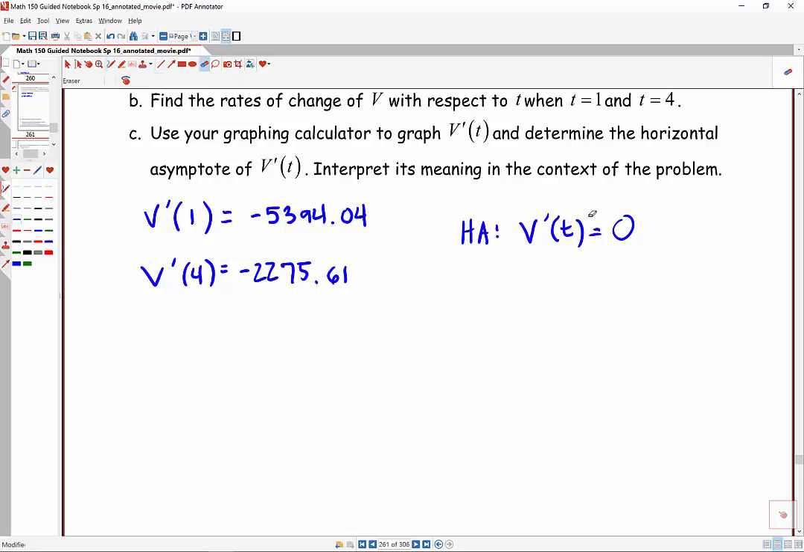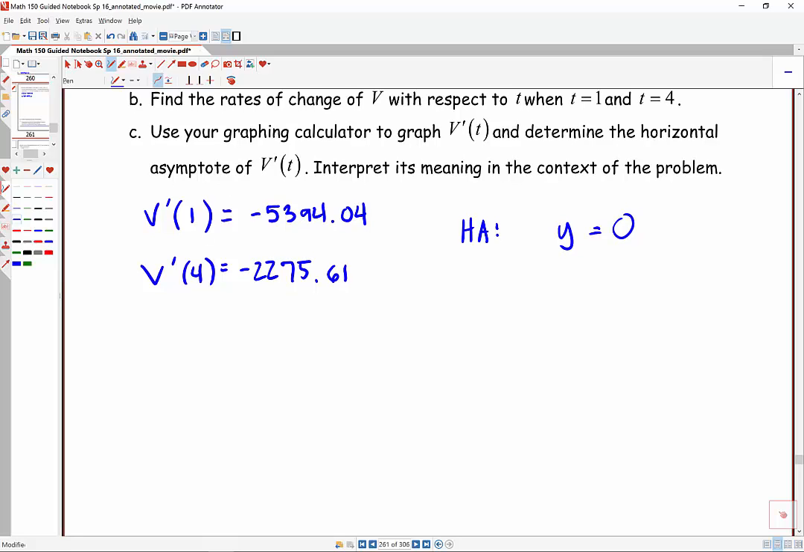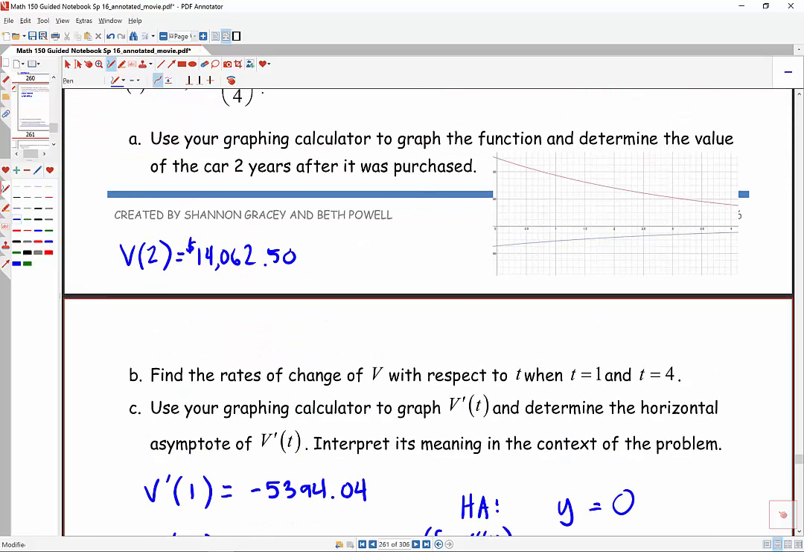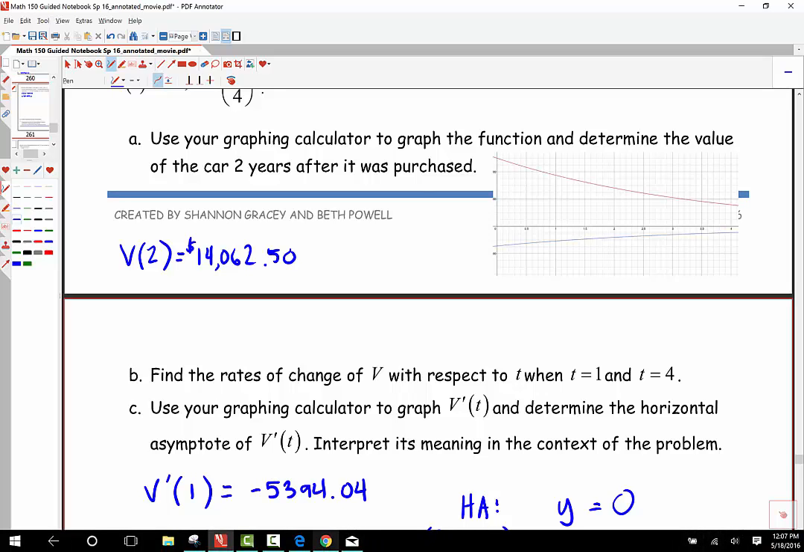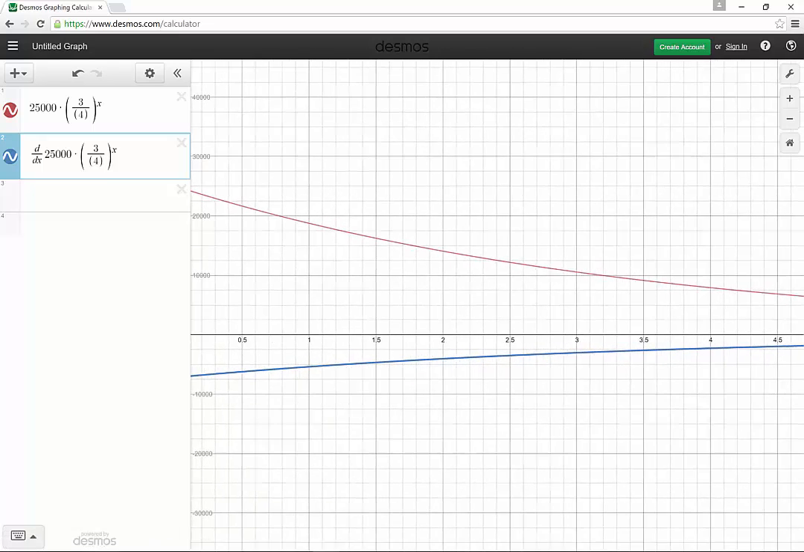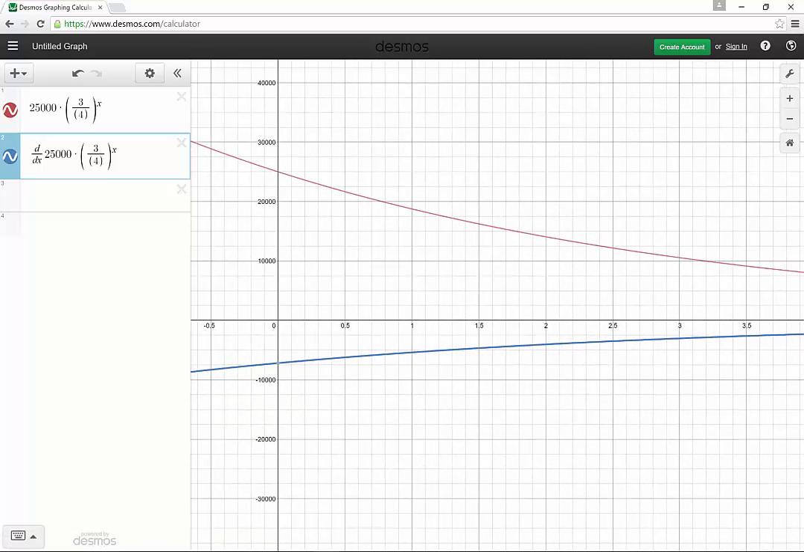So when we're looking at this graph, let's go back to this one here because we can manipulate it. As you look at this graph, at time 0, your car is worth 25,000, right, what you paid for it. Now, you're dropping exponentially, which means it's a rapid drop, and then it's going to start leveling off, right?